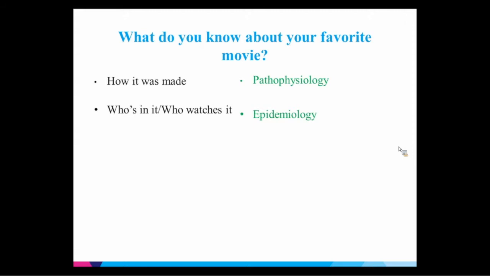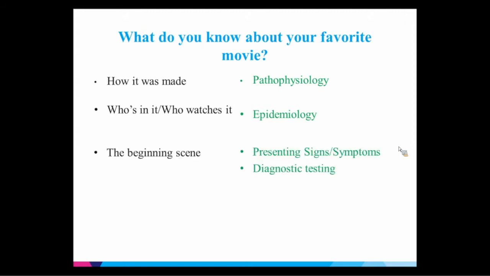Just thinking about actually who that illness affects. The beginning, right? So people know the presenting signs and symptoms for the illness, and then what the typical diagnostic testing is, and then how the plot unfolds. Thinking about the treatment, the time course, the prognosis. And these are the things, really, as providers, that we are also discussing with patients so that they know what to expect. So all important aspects of our fund of knowledge to build for each illness.